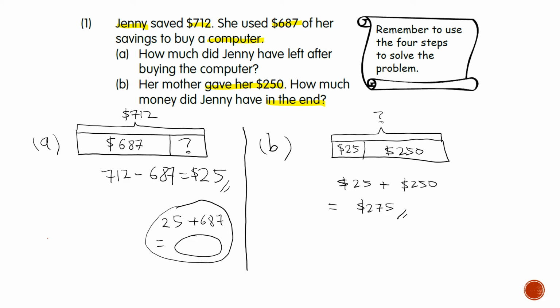And finally, for part B, $250. Over here, we use the information. How much did she have in the end? We use the part A answer and we show the unknown total. So we have to check that all the information in the question has been used when we do the solution. Okay, let's move on.